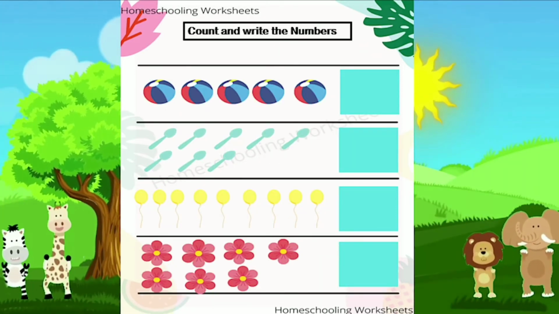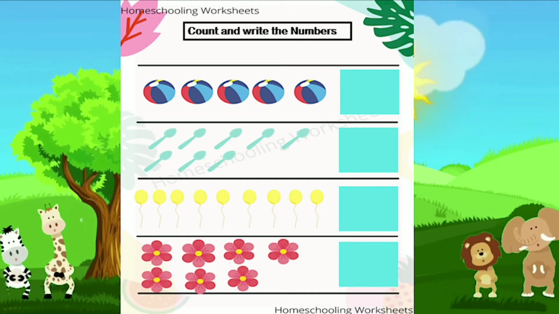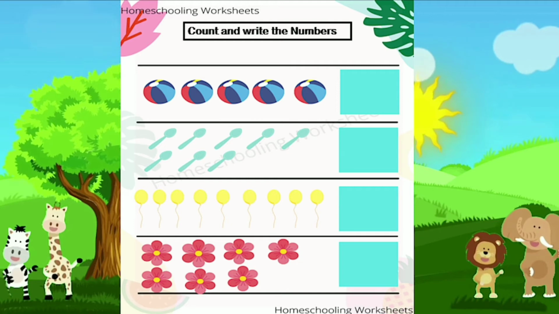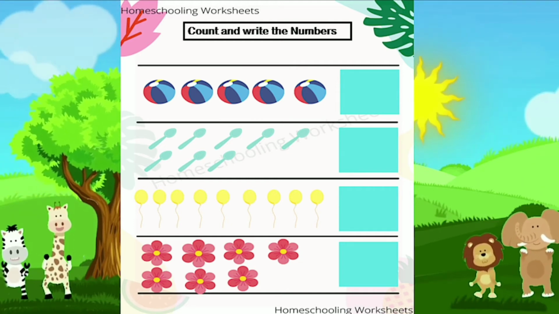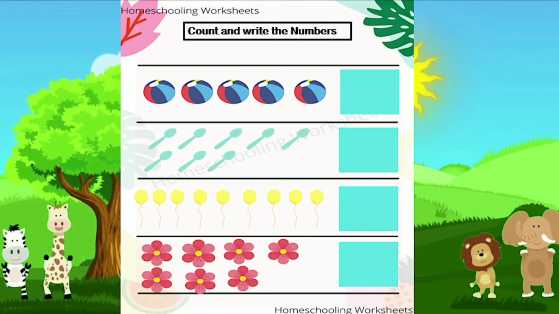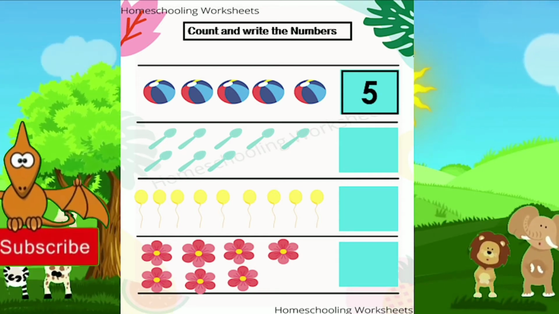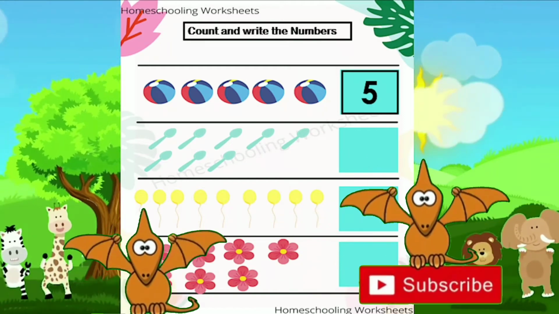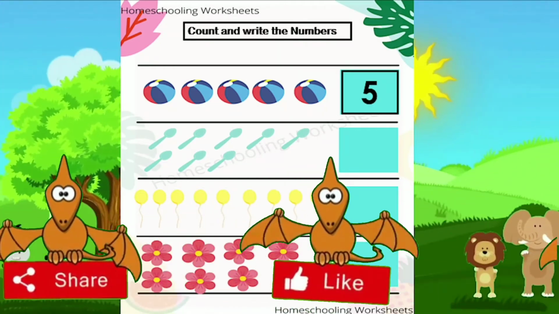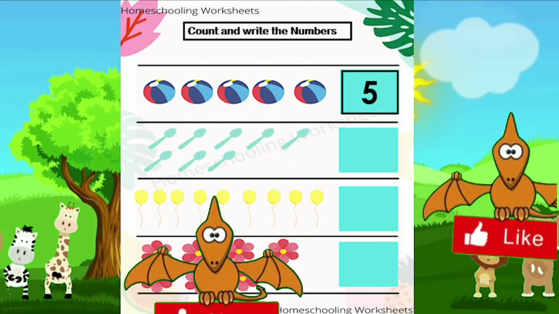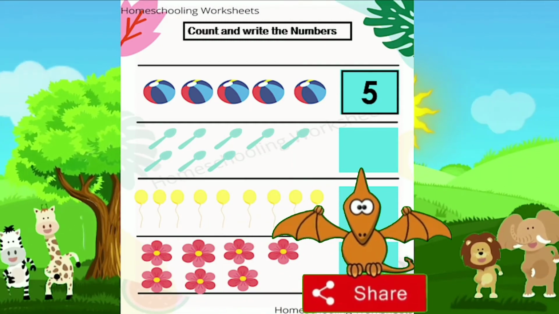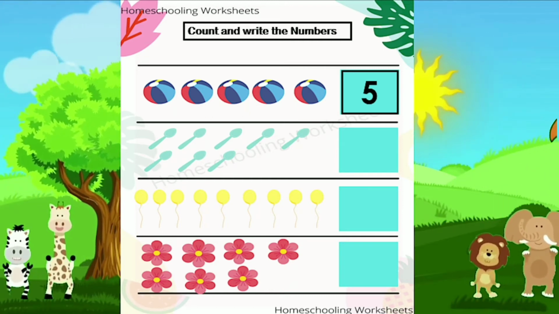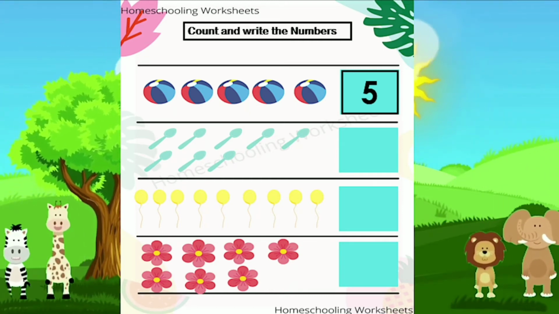Now let's count how many balls are there. Let's start. 1, 2, 3, 4, 5. 5 balls are there. Now let's count how many spoons are there. Let's start. 1, 2, 3, 4, 5, 6, 7, 8.